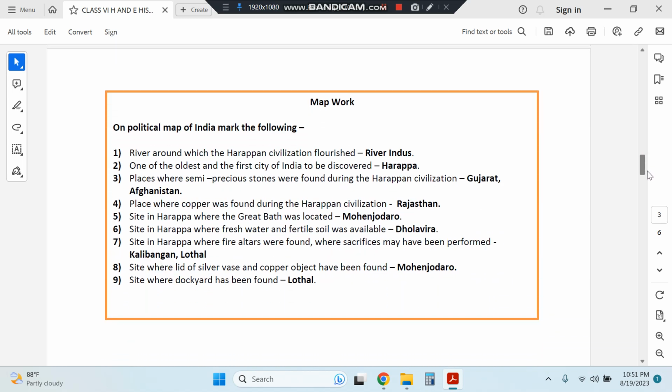And the last portion is map work. These are the points which should be marked on the map. For map work, I've created a separate video. The entire map work related to the entire syllabus of geography is given over there. That means history maps, geography maps, all are in that video. So go through that for doing the map work.